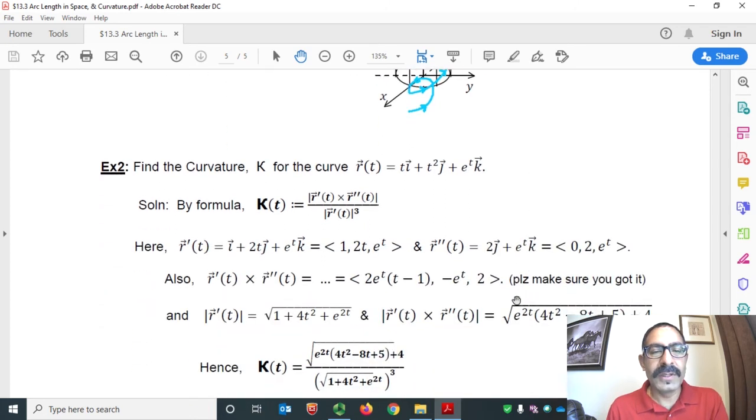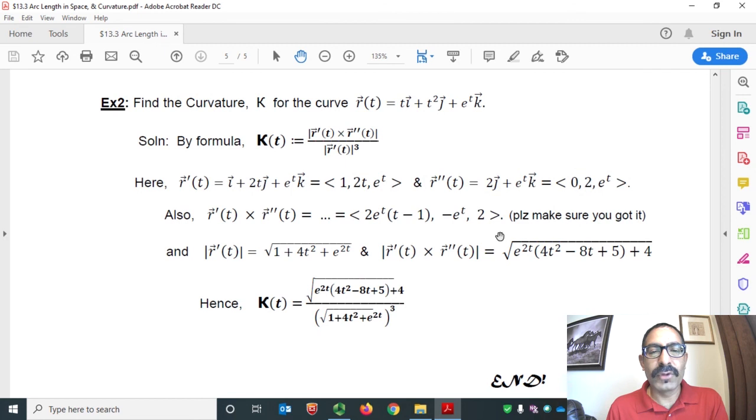Example 2, find the curvature for the curve. The curve equation is given by r(t) equals t, comma t squared, comma e to the t, or t i plus t squared j plus e^t k. Awesome. Now let's move on. By the formula, our curvature equals the ratio of the magnitude of r prime cross r double prime over the magnitude of r prime cubed.